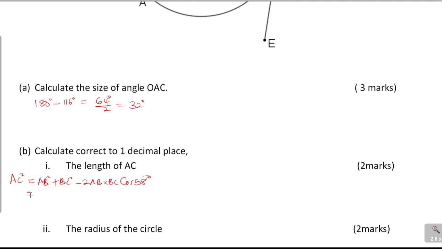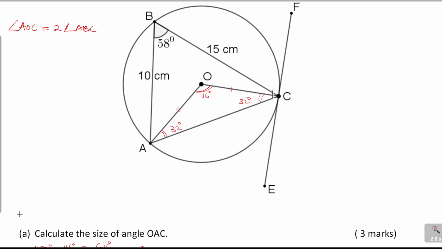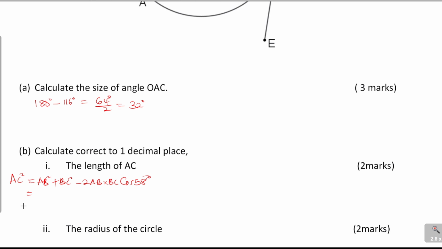So let me substitute the values. You have AB is 10, BC is 15, then minus 2 times 10 times 15, then multiply by the cosine of 58 degrees. So this will give 100 plus 225, that will give 325. Subtract 300 cosine of 58 degrees.